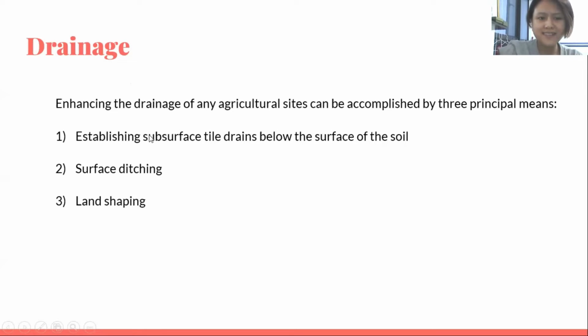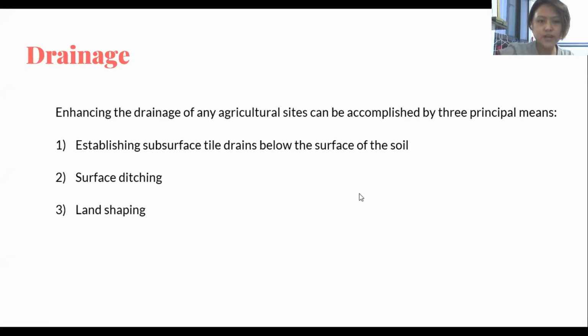Enhancing the drainage of any agricultural site can be accomplished by three principal means. The first is establishing subsurface drains below the surface of the soil. The second is surface ditching. The next is land shaping. The subsurface drainage and surface drainage both work to reduce the level of the water table below the root zone of the crop in the soil. The land shaping works to restrain water seepage on soils with a small infiltration rate.